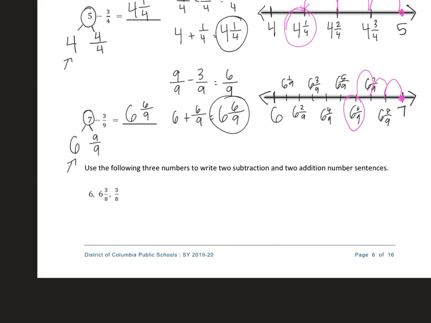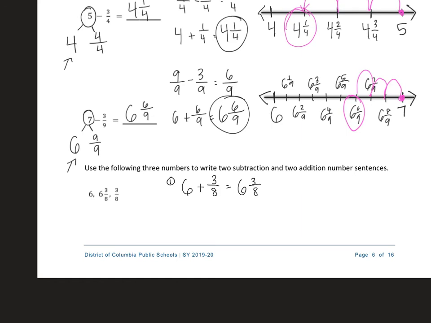All right, so here it wants us to write 2 subtraction and 2 addition number sentences using these 3 numbers. All right, so we had gone over this before. So I'm going to start with addition, okay, because I just think addition's easier. So I'm going to say, okay, I have 6 and 3/8, and I have 3/8. All right, so what addition sentence can I write? Well, I know that my first one I could write 6 plus 3/8 equals 6 and 3/8. Right? I used all 3 numbers.